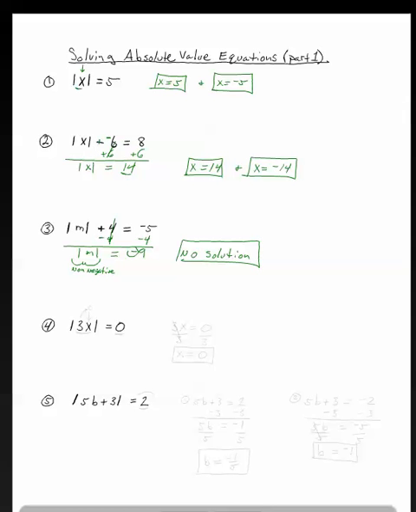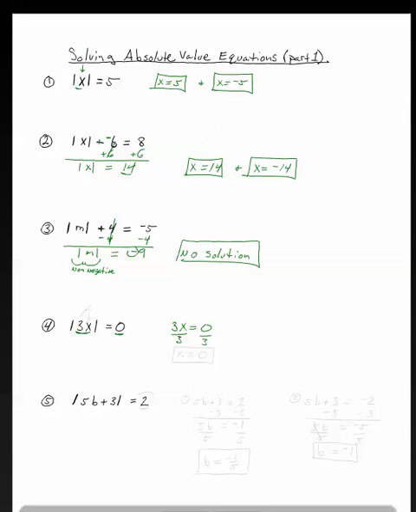In example number 4, our absolute value is already isolated, so there's nothing to do there. And it's set equal to 0. When it's set equal to 0, we're only going to get one equation because there is no negative version of 0. So we're going to get 3x equals 0. We've taken what's inside the absolute values and set it equal to the 0. Now all we have to do is solve the equation. So we divide by 3 on both sides.